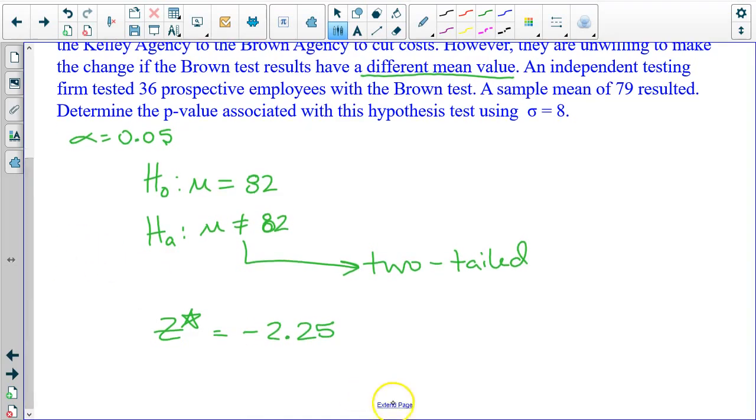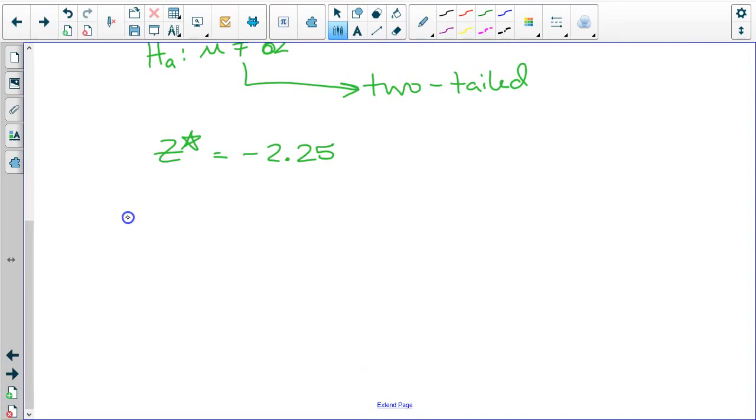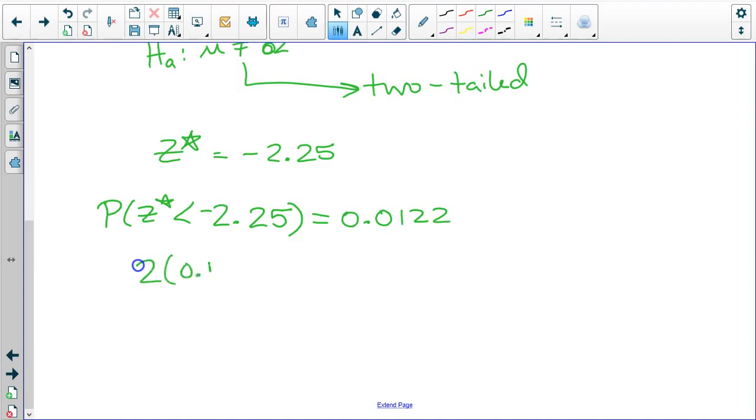That's below the 0 on the standard score, yes. So I'm not going to have to subtract from 1. No. So when you look at that p-value, p of z star less than negative 2.25, that just gives me 0.0122. Good. But multiply that by 2. And that is your, what?